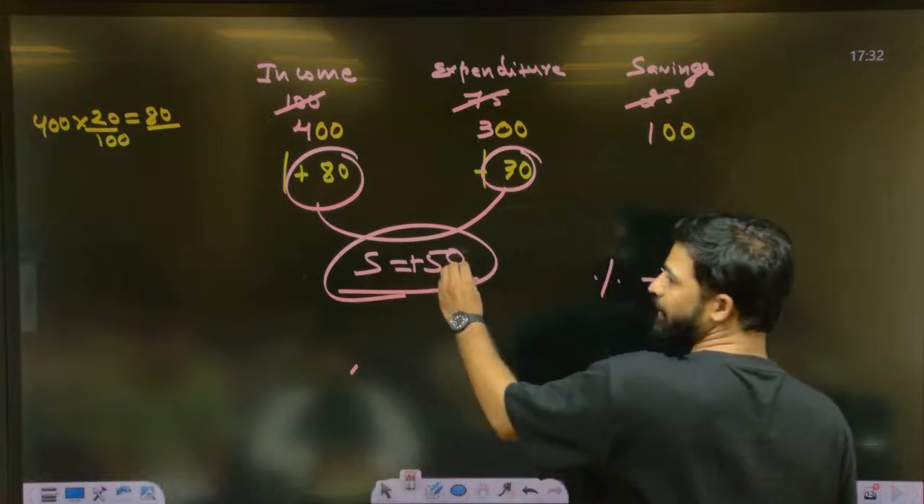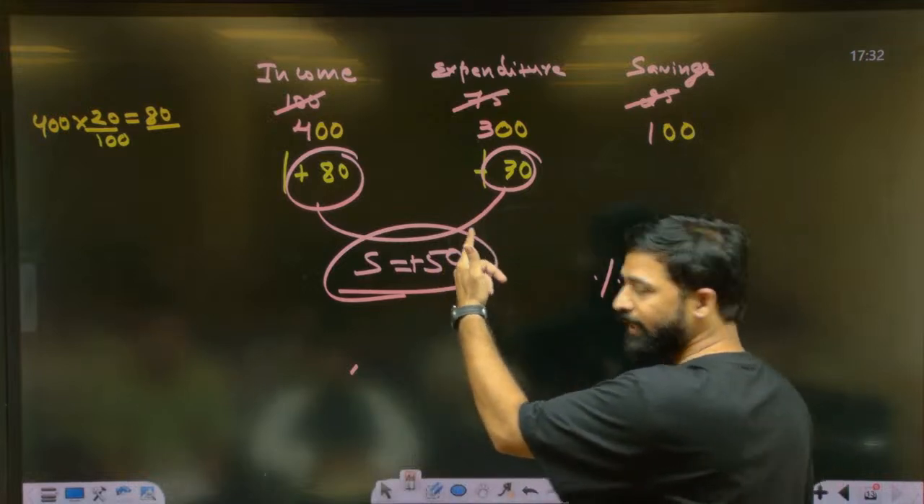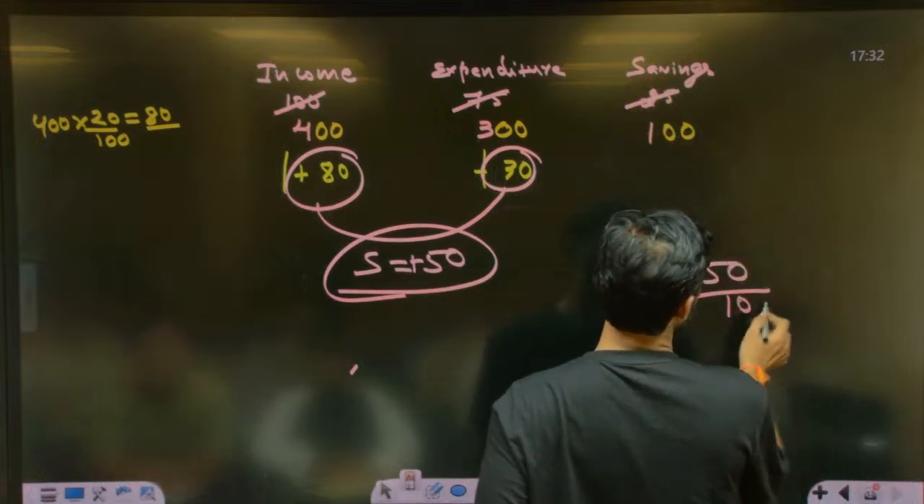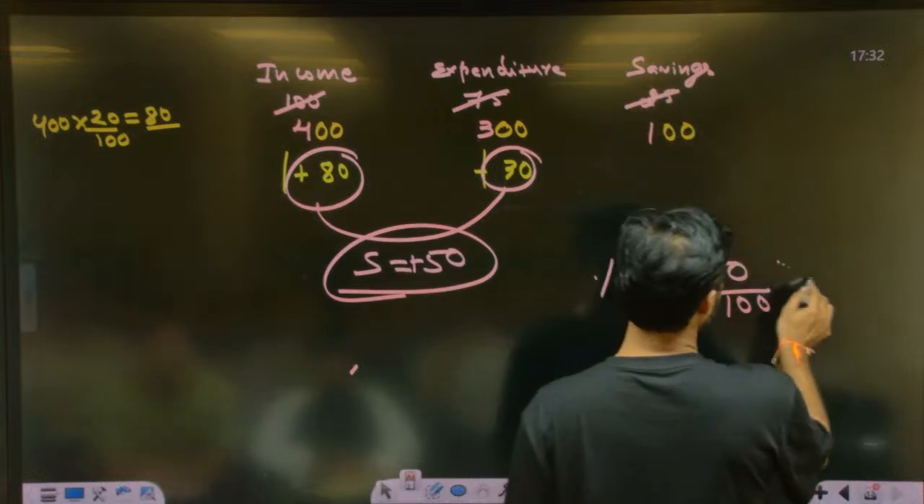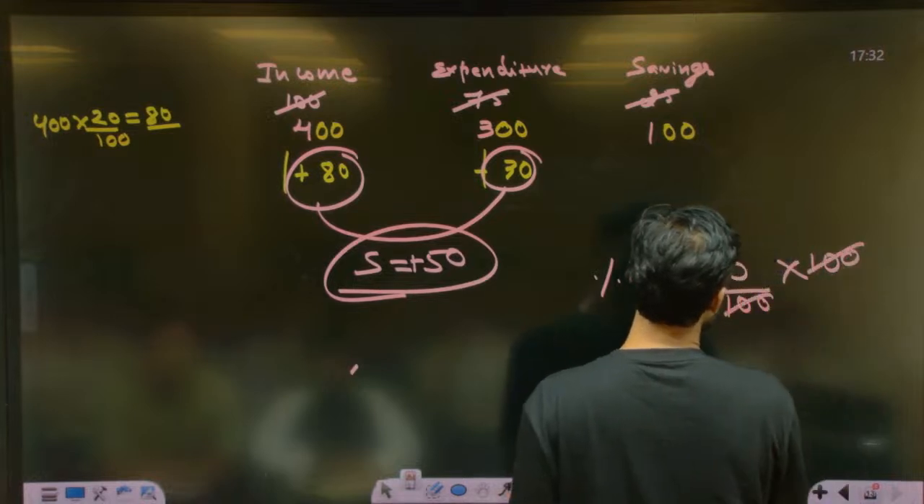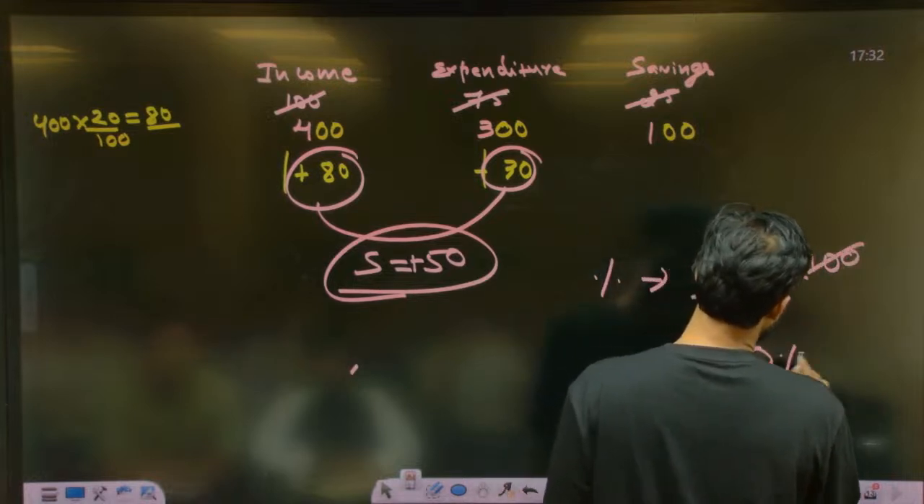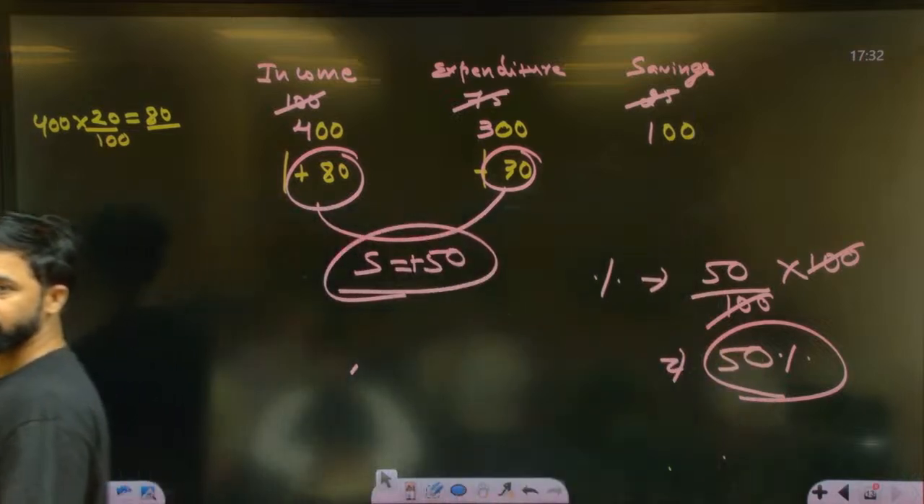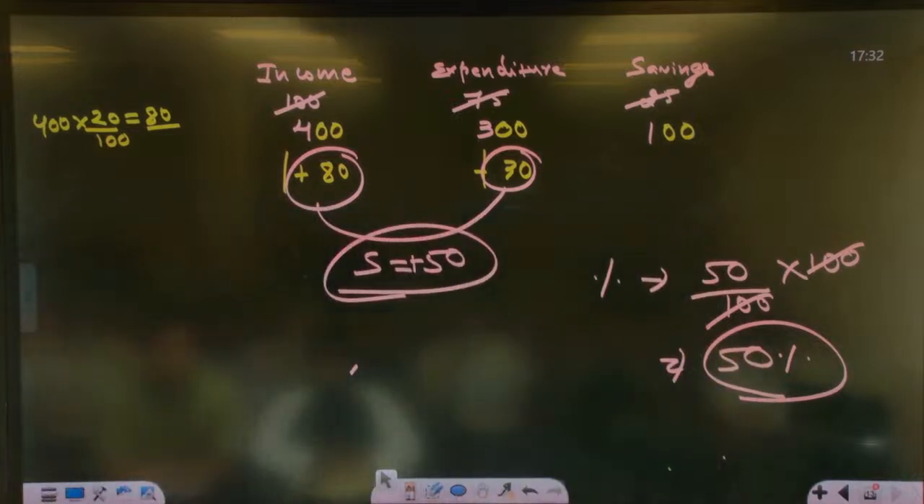You know it very well, the increase or decrease will be on the numerator side. The original savings were 100, and multiply by 100. So this is the smartest approach, I think. You don't have to waste your time and energy. So the answer is 50%. Any problem in this? Okay.